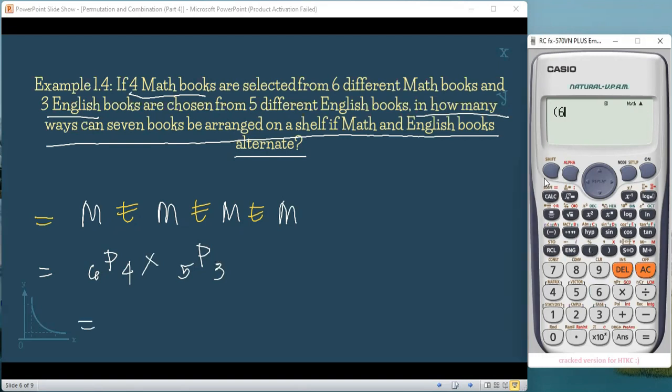So, that will give us the permutation of 6 taken 4 at a time, times the permutation of 5 taken 3 at a time. So that will give us 21,600. So ito po yung total nating arrangement. 21,600.